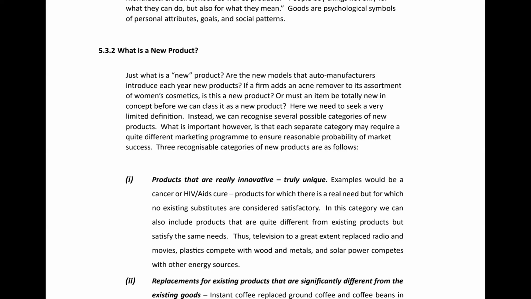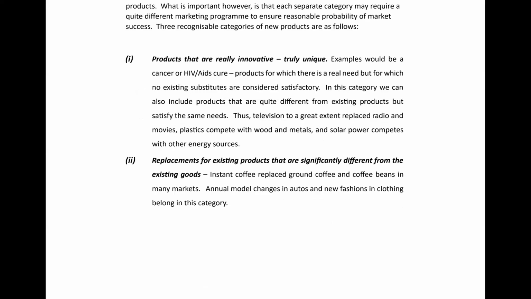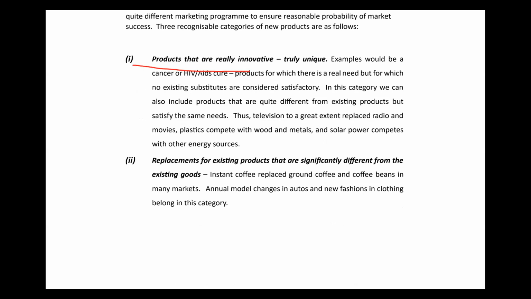The categories of the new product include the following. Number one, there are products that are really innovative, truly unique. Examples would be cancer or HIV cure products for which there is a real need, but for which no existing substitutes are considered satisfactory. In this category, we can also include products that are quite different from existing products, but satisfy the same needs.